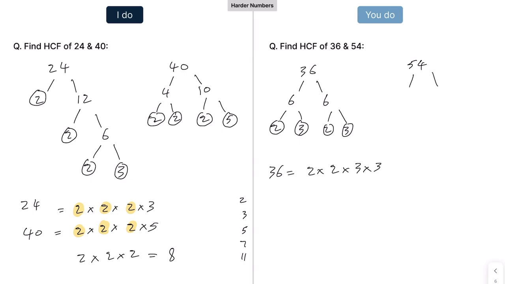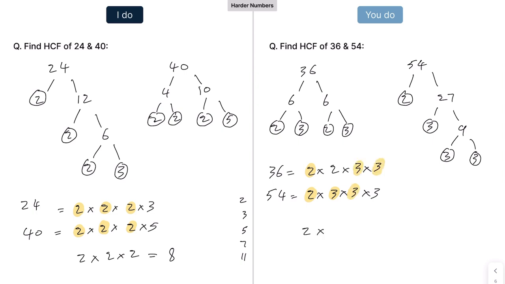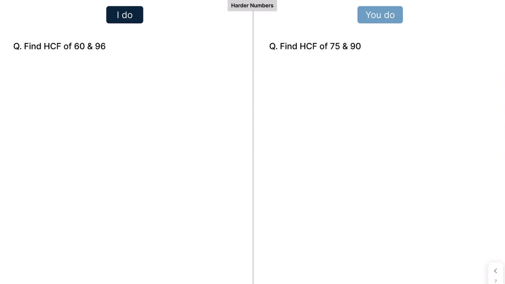And then we have 54. Now, it's an even number, so we can just go with the 2 times table. So we've got 2 and 27. That can be 3 times 9. And remember to circle your prime numbers, and that's going to be 3 and 3. So 54 as a product of its prime factors is going to be 2 times 3 times 3 times 3. And now we're going to look for matching pairs. So that's 2 and 2 there, that 3 and 3 there, and that 3 and that 3 there. Multiply the pairs together, so that's going to be 2 times 3 times 3. 3 times 3 is 9. 9 times 2 is 18. So the HCF here is 18.